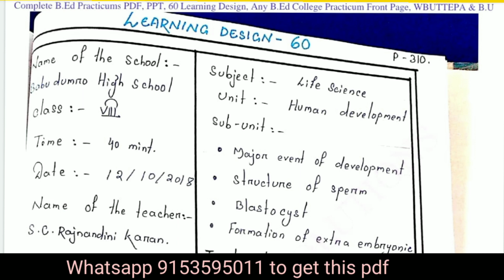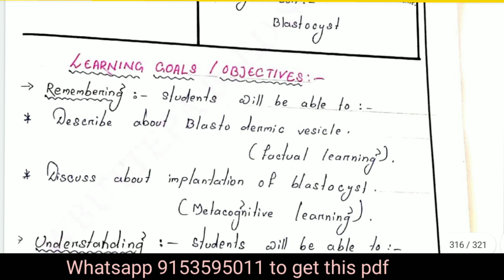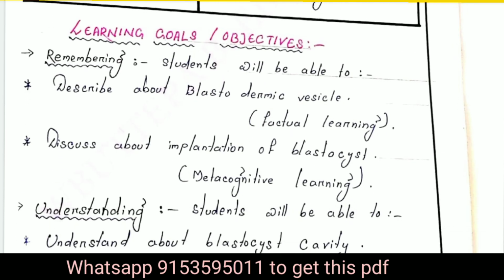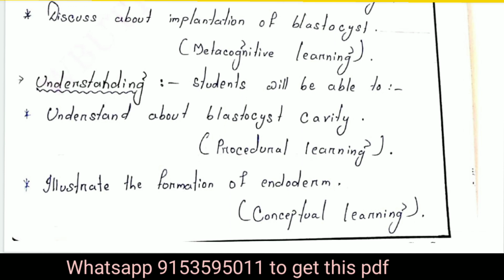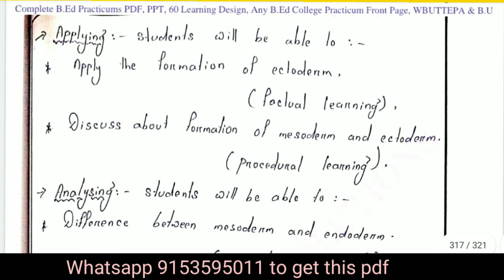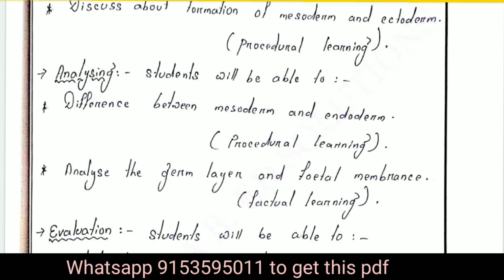Now we reach our target or final learning design number 60. Subject life science. Today's lesson, blastocyst. Learning goals or objective, remembering. Student will be able to describe the blastodermic vesicle. Understanding. Student will be able to understand the blastocyst cavity, etc. Applying, analyzing. Student will be able to differentiate between mesoderm and endoderm. Analyze the germ layer and fetal membrane.